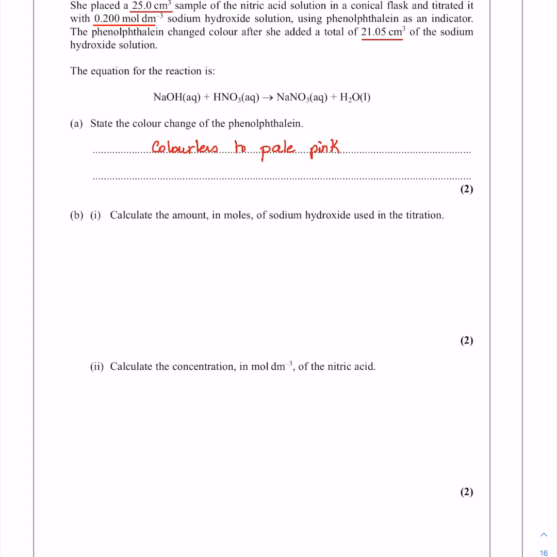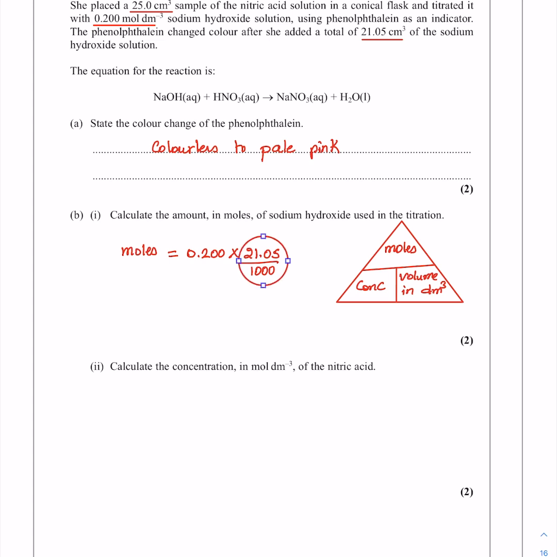Question B I. Calculate the amount in moles of sodium hydroxide used. The law says that concentration is equal to moles over volume in cubic decimeter. To calculate the moles of sodium hydroxide, I need to multiply the concentration, which is 0.200 mole per cubic decimeter, times the volume from the burette, which is 21.05. But of course 21.05 must be divided by 1000, which gives 0.02105. So it is 0.200 times 0.02105, and the answer is 0.00421 mole. So I have got the moles of sodium hydroxide.